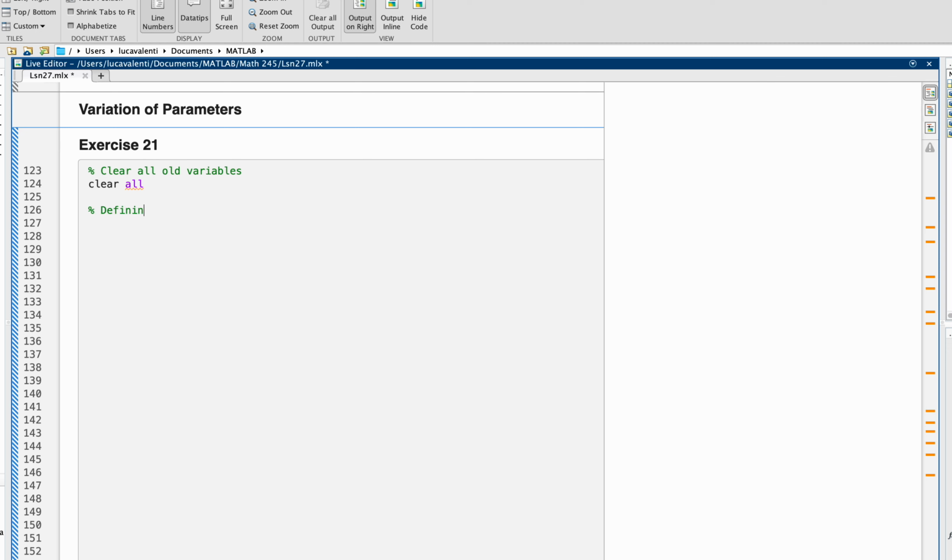and start defining the coefficient matrix of our problem, which, if you remember, it was 3, 2, and -2 and -1. I don't want it to output, so I put a semicolon.